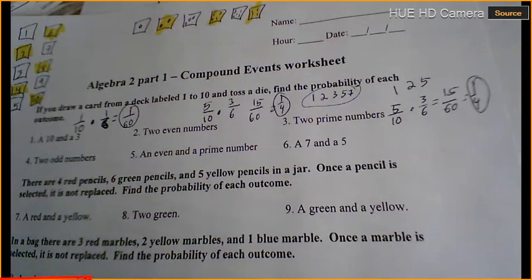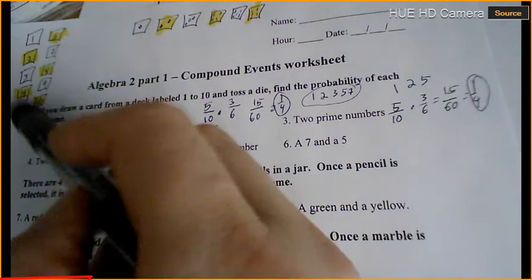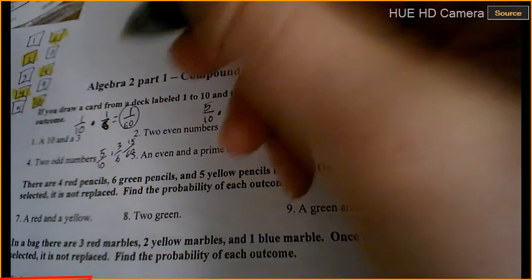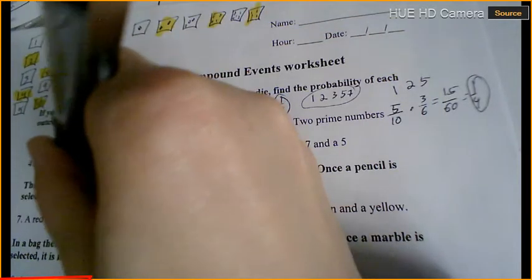Okay, number 4. Two odd numbers. So I have 1, 2, 3, 4, 5 odd numbers. So I've got 5 out of 10 again. And 3 out of 6, excuse me. 3 times 5 is 15. 10 times 6 is 60. So 15 over 60 is 1/4 again.